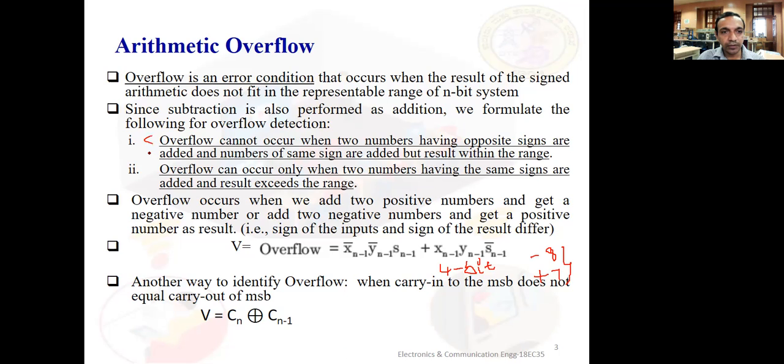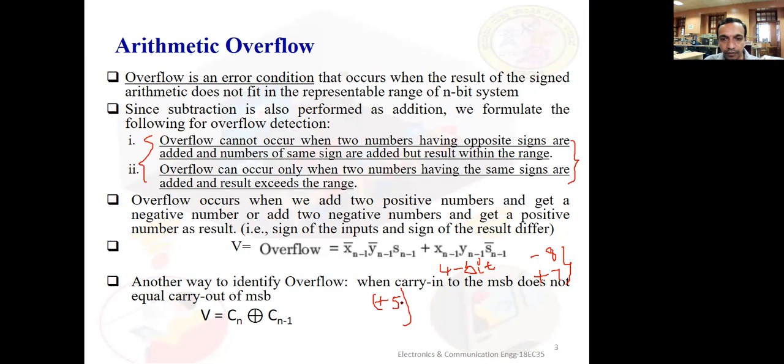Two important things we can easily observe from the examples we solved in the previous session: overflow cannot occur when two numbers having opposite signs are added. For example, suppose I try to add +5 with -7. You know that the result of this is -2, and -2 is definitely within the range. So whenever two numbers of opposite signs are added, you cannot get an overflow. That's the easy thing to remember.